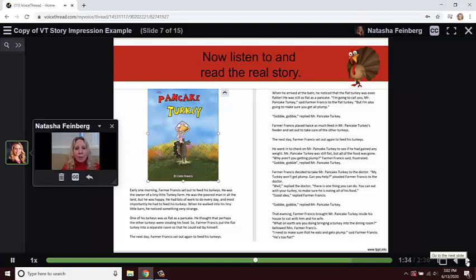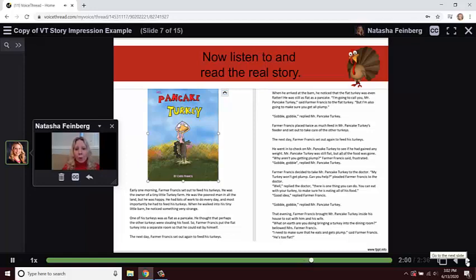The next day, Farmer Francis set out again to feed his turkeys. He went in to check on Mr. Pancake Turkey to see if he had gained any weight. Mr. Pancake Turkey was still flat, but all of the food was gone. "Why aren't you getting plump?" Farmer Francis said, frustrated. "Gobble, gobble," replied Mr. Pancake Turkey. Farmer Francis decided to take Mr. Pancake Turkey to the doctor.